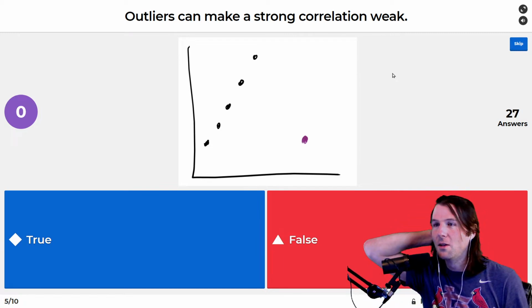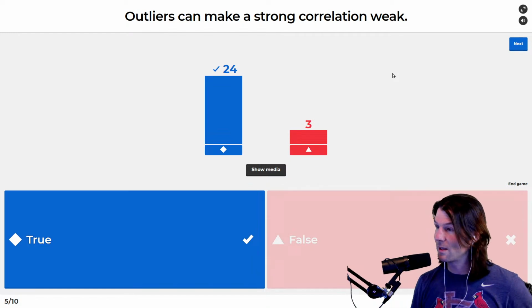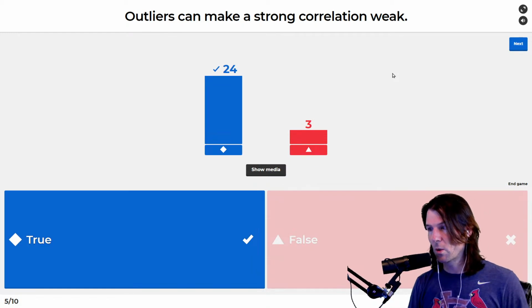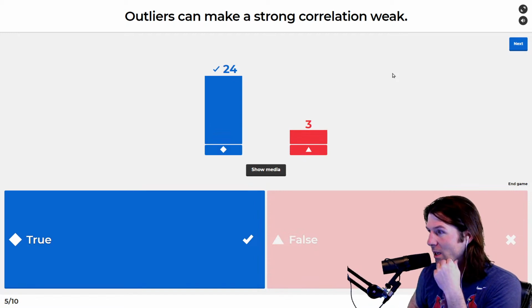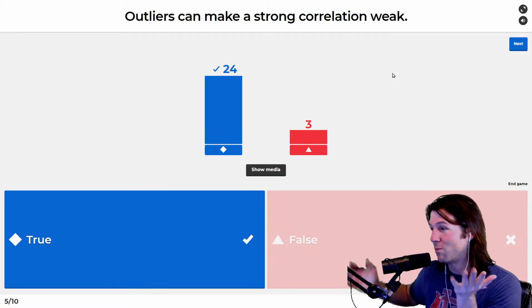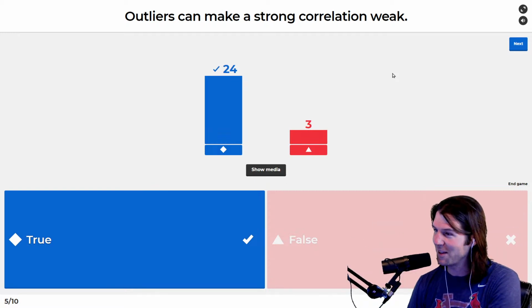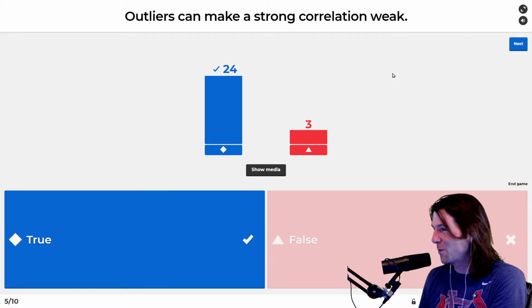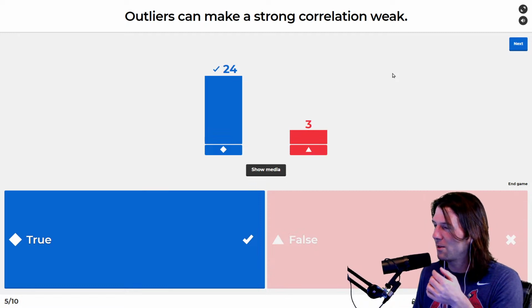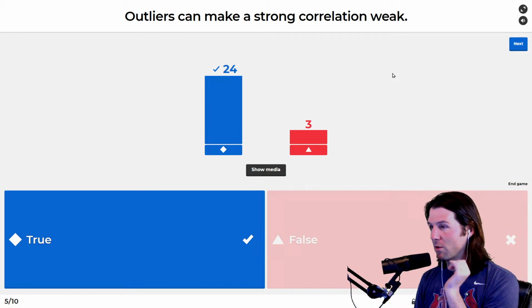Yes, they can. Outliers can do anything. Outliers can make a strong correlation weak, a weak correlation strong, a positive correlation negative, a negative correlation positive, a correlation of 0 strong, a correlation of 0 weak. Well, I guess 0 is already weak, so they can't do that. They can't do what's impossible. Because if the correlation's weak, it's already weak. So I guess they can keep it weak. Well, then it wouldn't be an outlier. Outliers can change correlation dramatically, and they can also change regression.